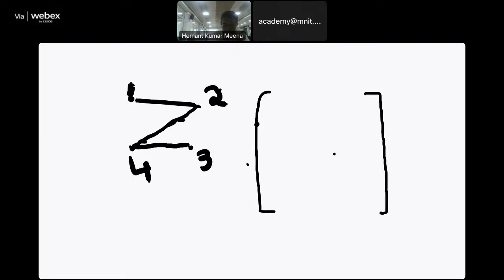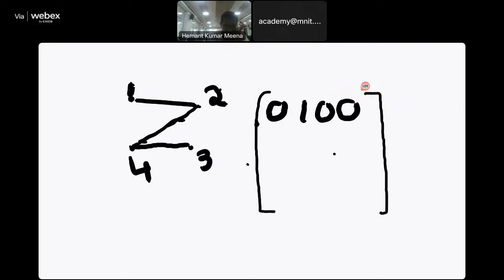It will be 0 because for 1 there is no connection. We are not taking connection with itself. So it is 0 only. Because 2 is connected with 1, it is 1. 1 is not connected with 3, so it will be 0. 1 is not connected with 4, so that is also 0. So it is right.